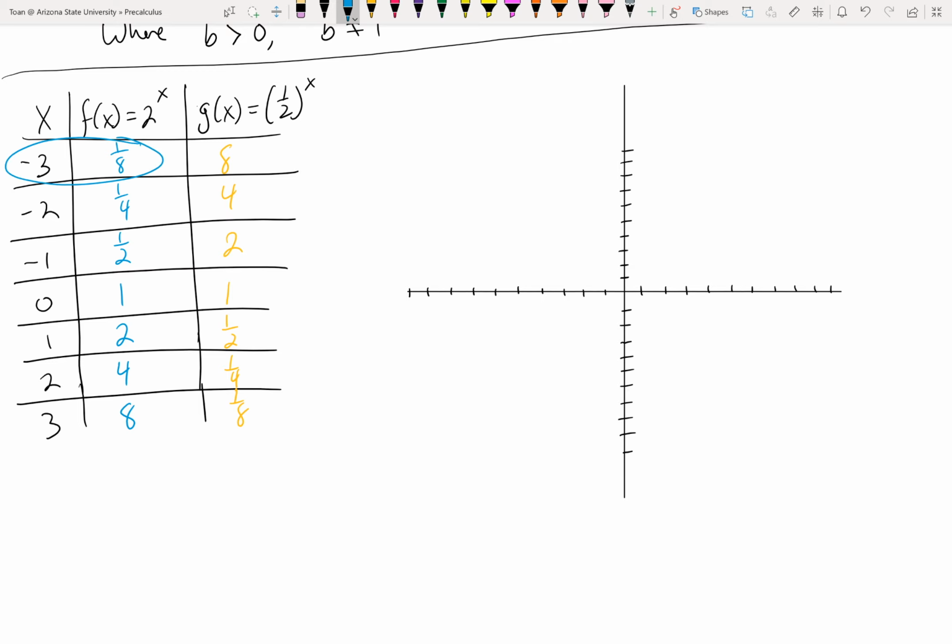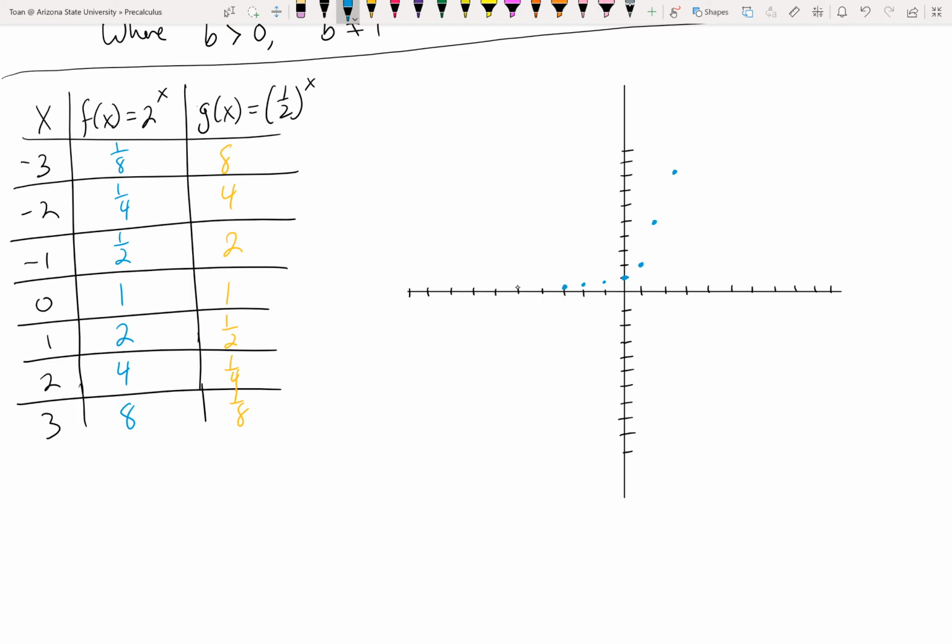So negative 3 comma 1/8. I don't know what 1/8 is, so I'm just going to approximate. So here's negative 3 comma 1/8. Let's say it's somewhere down there. Negative 2 comma a quarter, a little bit higher. Negative 1 comma 1/2, a little bit higher. 0 comma 1, 1 comma 2, 2 comma 4, 3 comma 8.